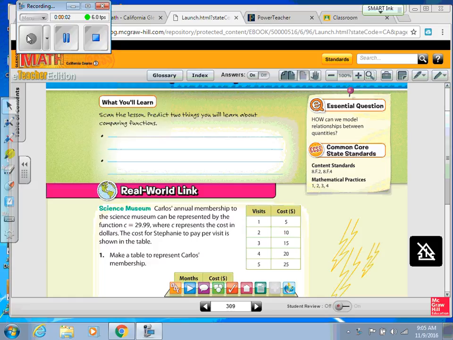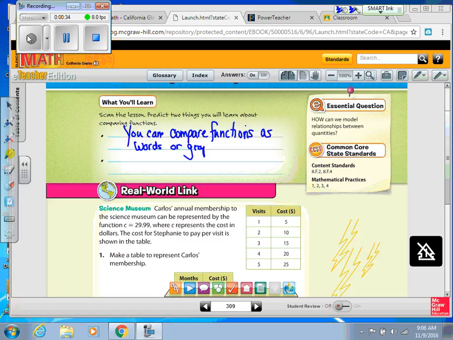Okay, today we're going to talk about comparing properties of functions. It's lesson 5 on page 309. And what we're going to learn here is that you can compare functions as words or graphs, and you can compare functions as equations and tables.